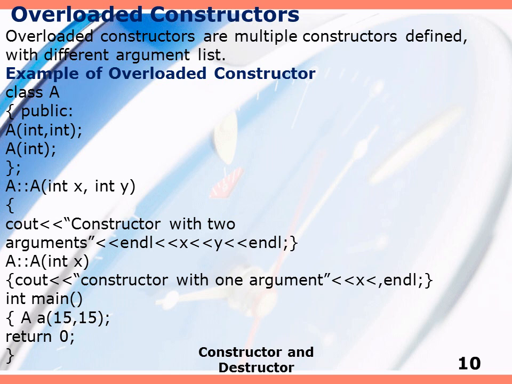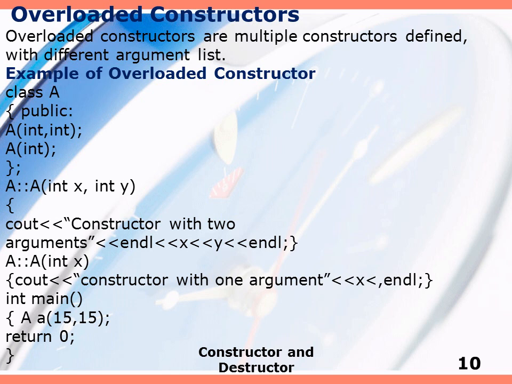argument. Moving towards the definition of the first constructor with two integer arguments, it would display the string "constructor with two arguments" and the values initialized with X and Y. In the second constructor with one argument, there will be a display of the string saying "constructor with one argument", and it shall be initialized with the value X.